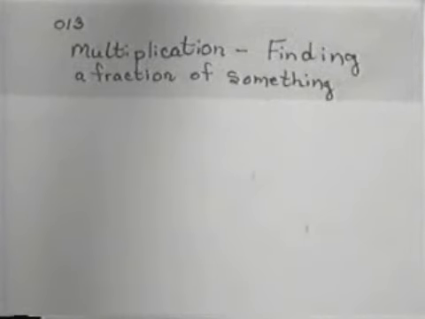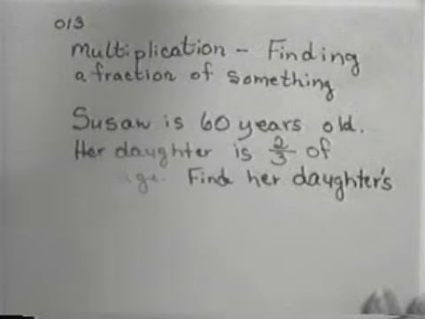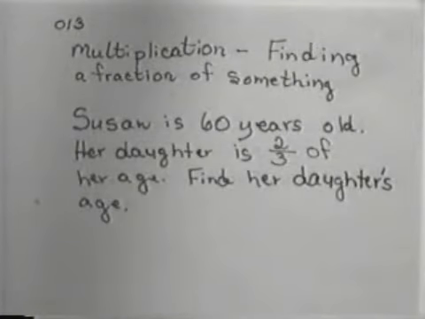Now let's look at some multiplication examples. One example we see often when we're working with fractions that involves multiplying is when we're asked to find a fraction of something. Let's look at an example. Susan is 60 years old. Her daughter is 2/3 of her age. Find her daughter's age.